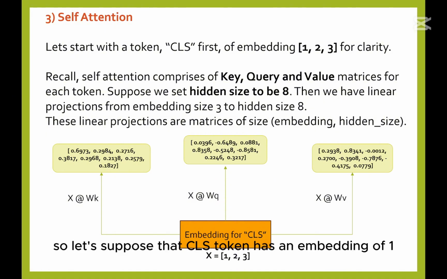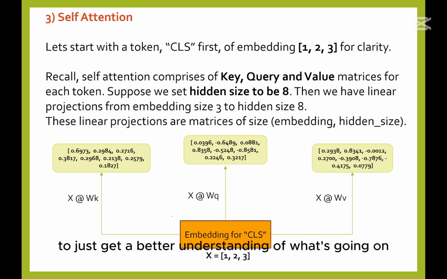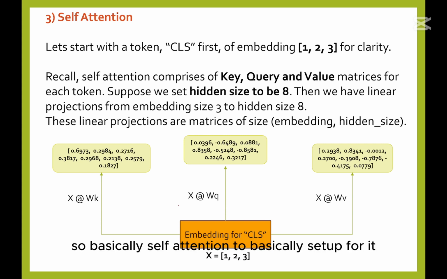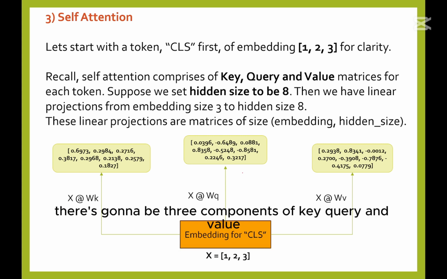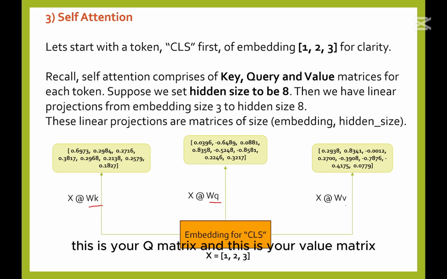So let's suppose that the CLS token has an embedding of 1, 2, and 3. We're just going to focus on the CLS token to get a better understanding of what's going on. So basically for self-attention, to set it up, there are going to be 3 components: key, query, and value. Once you have this embedding, we have to multiply it by the weight matrices WK, WQ, and WV. So this is your key matrix, this is your Q matrix, and this is your value matrix.